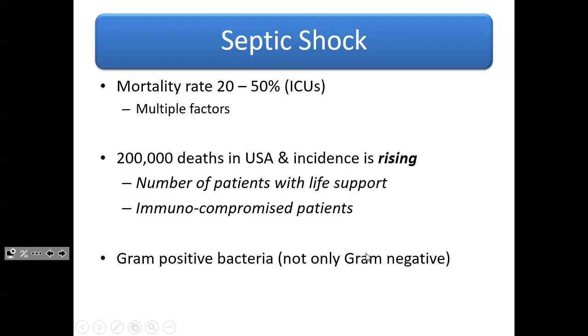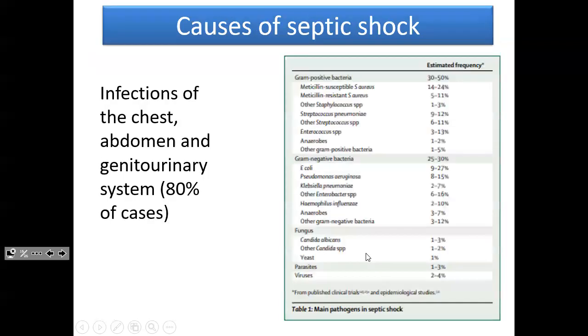The number of patients on life support, and also immunocompromised patients, are all contributing to increased number of deaths due to septic shock. And we need to remember that previously it was thought that only gram-negative bacteria were responsible for septic shock, but recently, it is more common for gram-positive bacteria to cause septic shock. Almost 30 to 50% of the cases are secondary to gram-positive bacteria. About 30% of the cases are secondary to gram-negative bacteria. And then the fungi and viruses comprise smaller numbers. But this table is from before COVID. So these viruses would probably be totally different in the last 1.5 years.